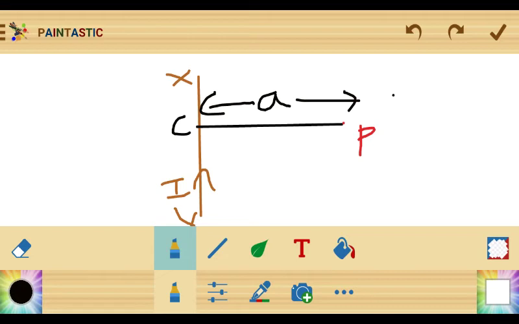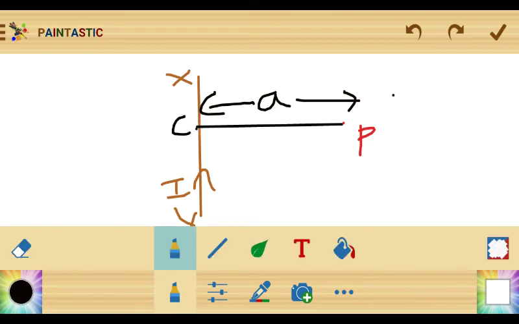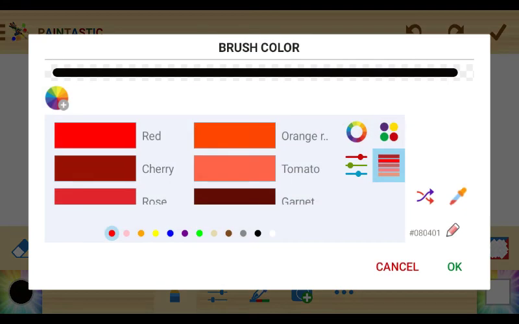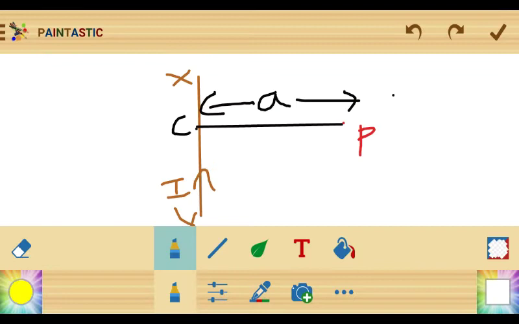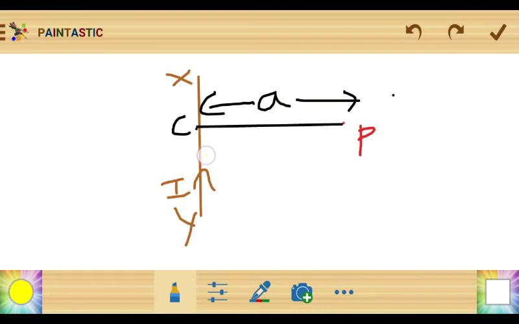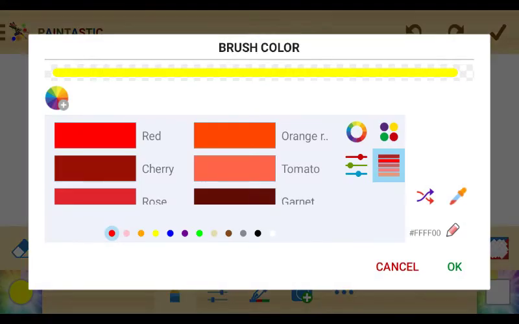Now from C, let us choose a current element. Here I'll choose one current element. You cannot see it, so I use the black pen again instead.